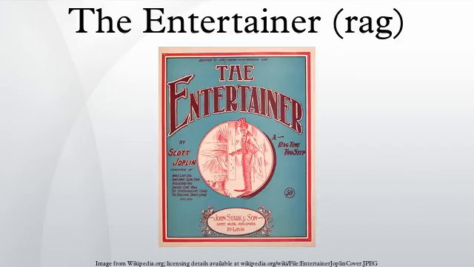The Entertainer is a 1902 classic piano rag written by Scott Joplin. One of the classics of ragtime, it returned to international prominence as part of the ragtime revival in the 1970s, when it was used as the theme music for the 1973 Oscar-winning film The Sting.